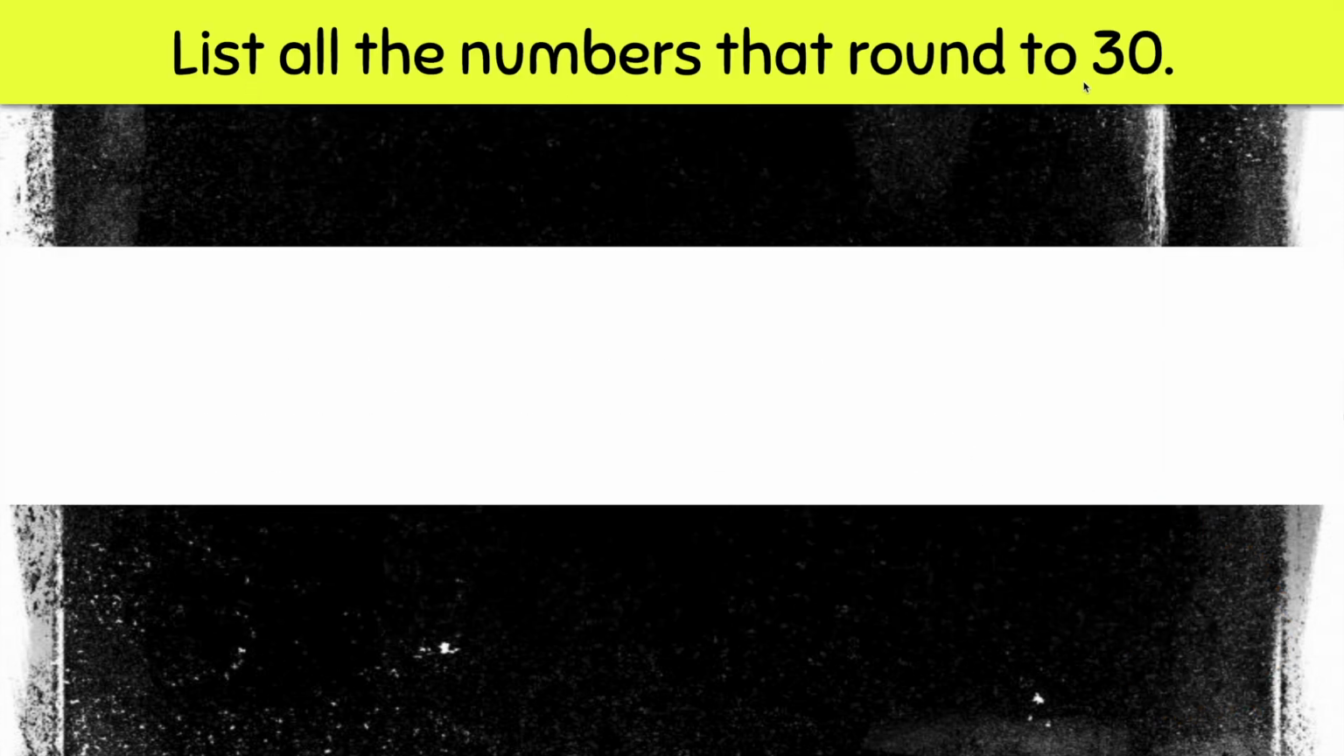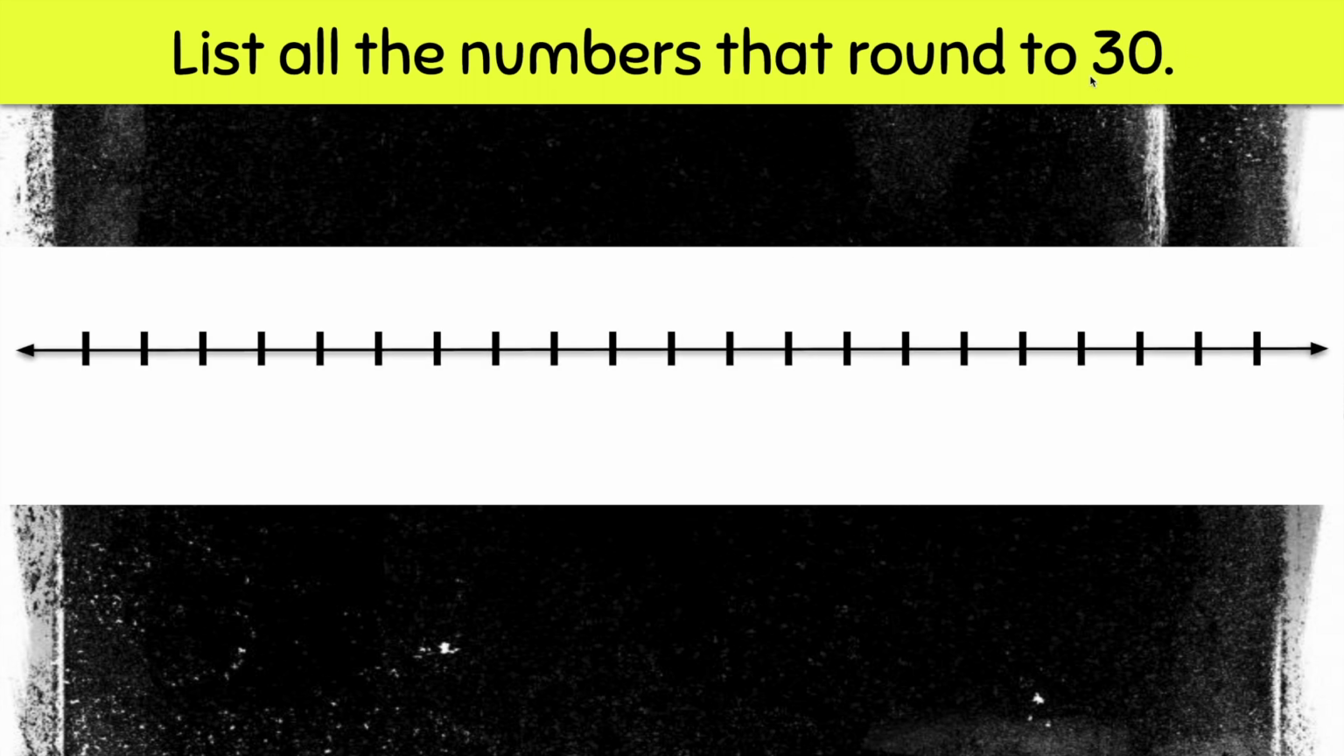Today, we will identify which numbers round to a certain 10. List all the numbers that round to 30. We will start by creating a number line. On this number line, we need the number 30.